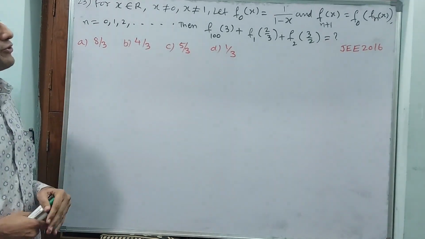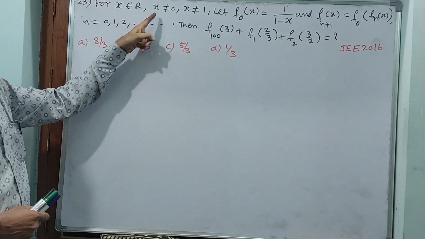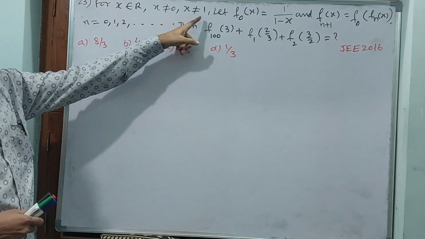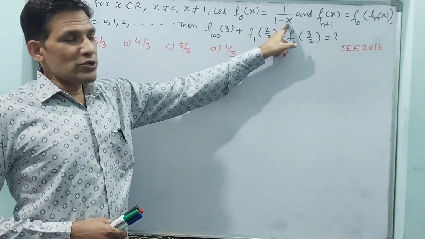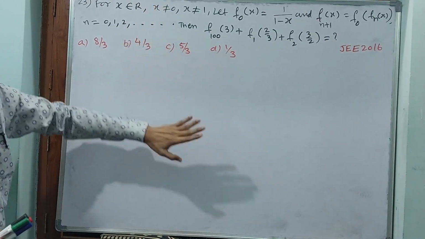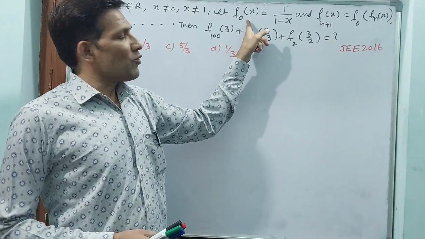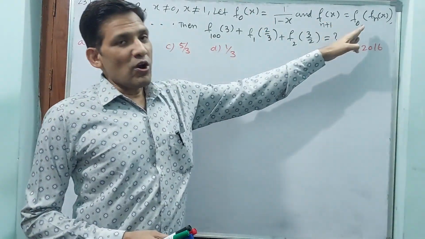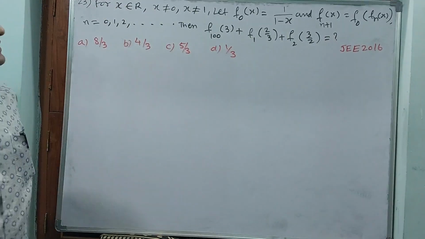Okay, see question number 23. For x belongs to R, real number, x is not equal to 0 and x is not equal to 1. Why? Because for 1, it becomes 1 minus 1, which is 0, and it is going to become undefined. And x is not equal to 0 also they have given. Why? Because you have to start the function. Because f of 0 they have given, f of 1 you have to keep. That is why they have not given x as 0. Okay, that is also one logic there.